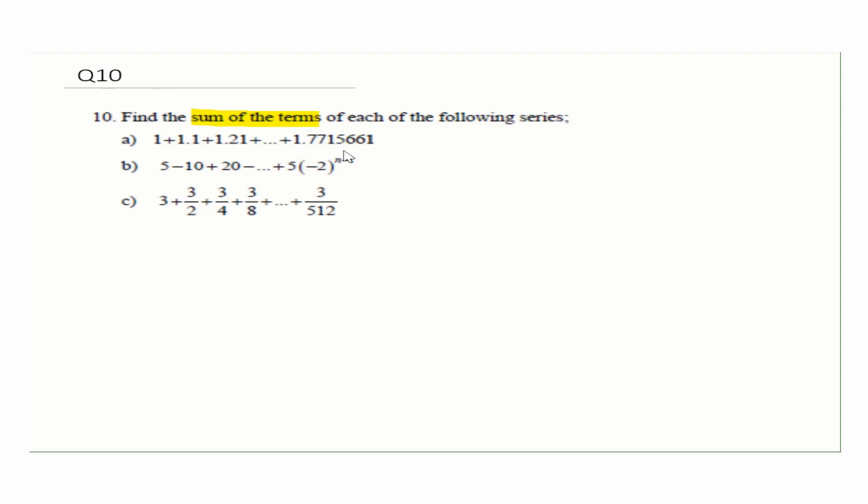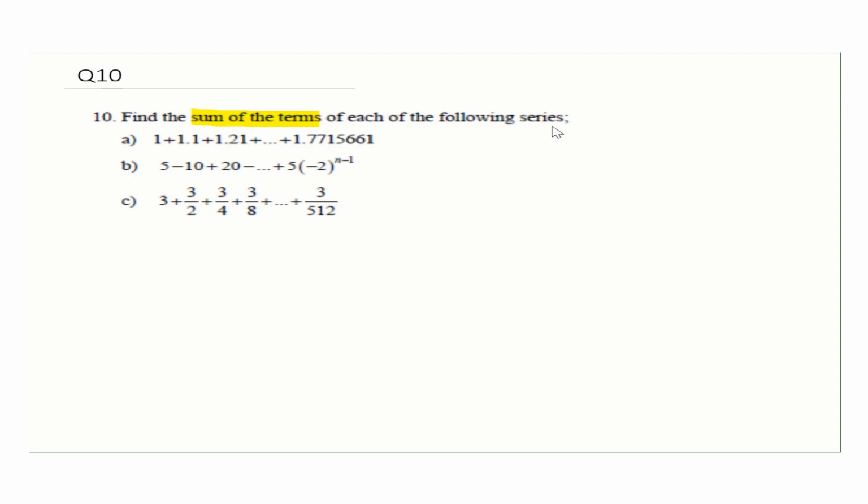1.771561. So for this series, looking at the basic question, find the sum of the terms of each of the following series, it mentions whether this is an arithmetic series or a geometric series. So our task is to check it. We must identify the difference and ratio.